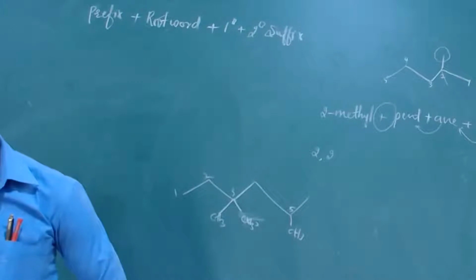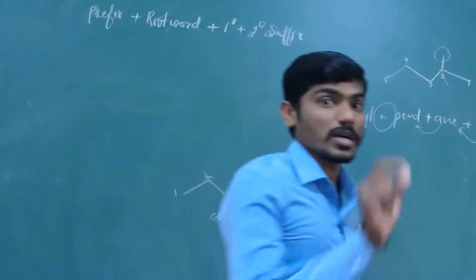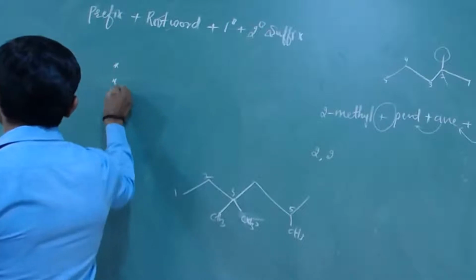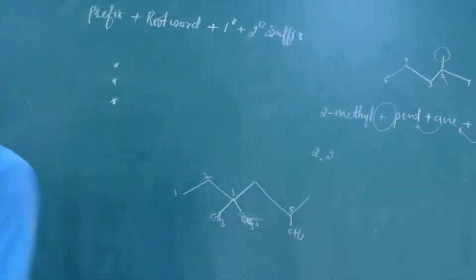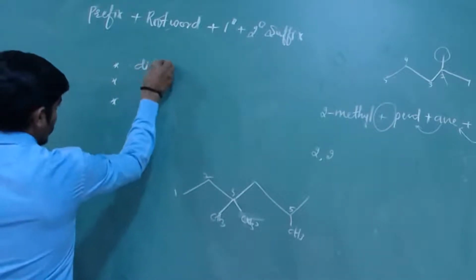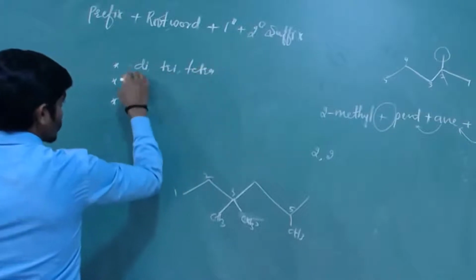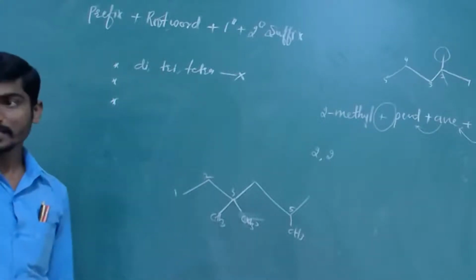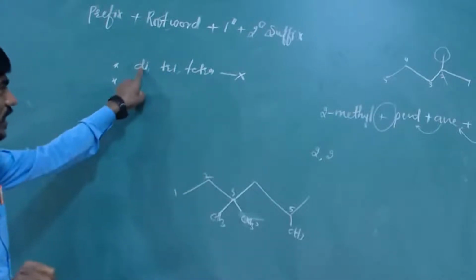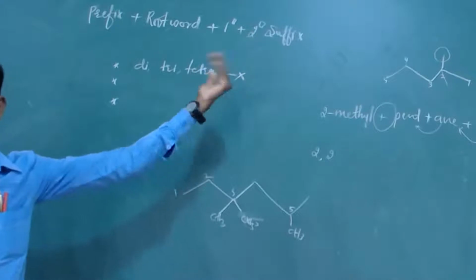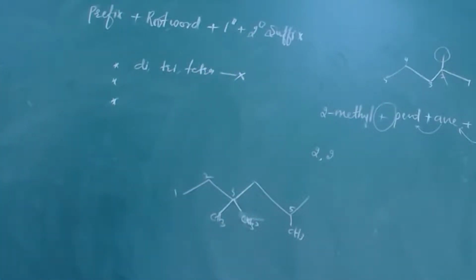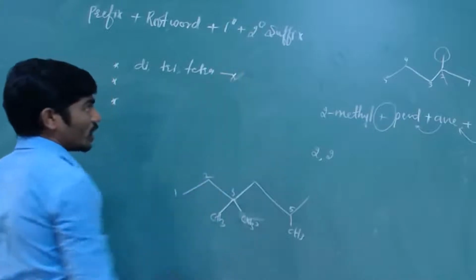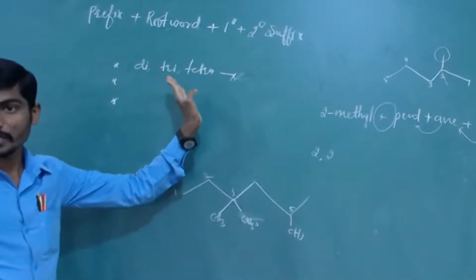Special point while deciding the alphabetical order. Note that the numerical prefixes di, tri, tetra are not considered in an open chain. In the next line, write down: di, tri, tetra, etc., that is, numerical prefixes, are not considered. In bracket, write: not considered. For alphabetical order, D, T, T are not considered.